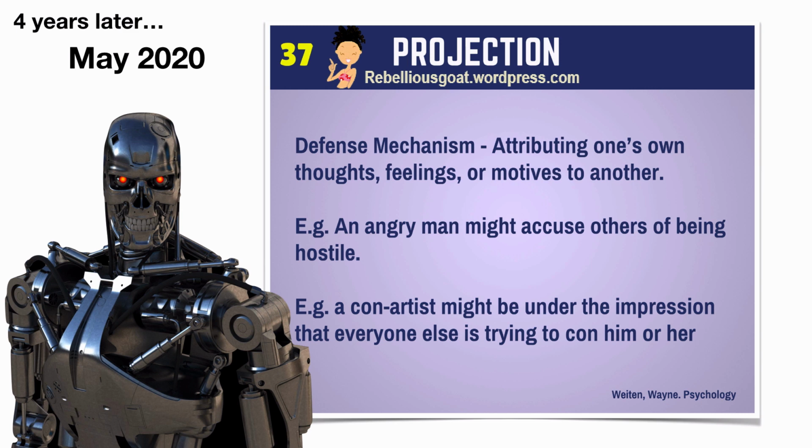So projection was coined by Sigmund Freud, but the concept is actually, you could find examples in the Bible. So projection is a defense mechanism, attributing one's own thoughts, feelings, or motives to another. For example, an angry man might accuse another of being hostile. A con artist might be under the impression that everyone is trying to con him or her. So take a look at the examples of projection and just take a look at the difference in tone.